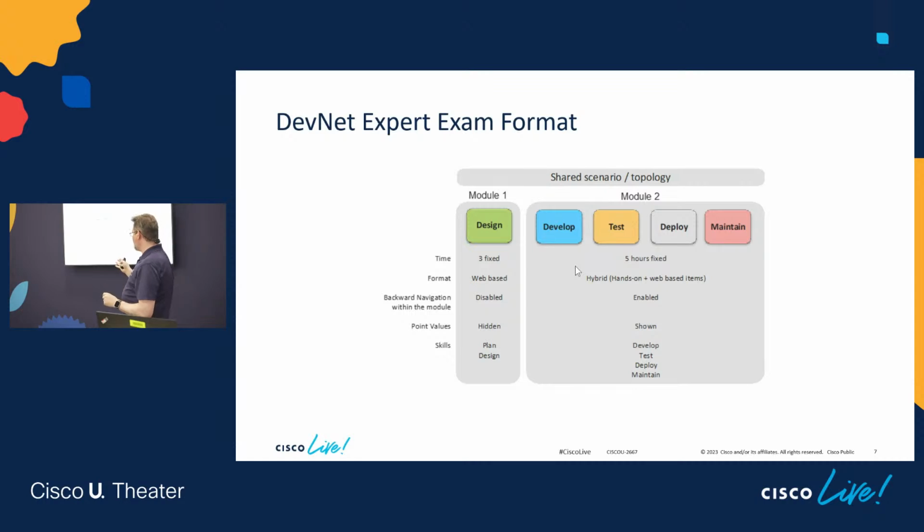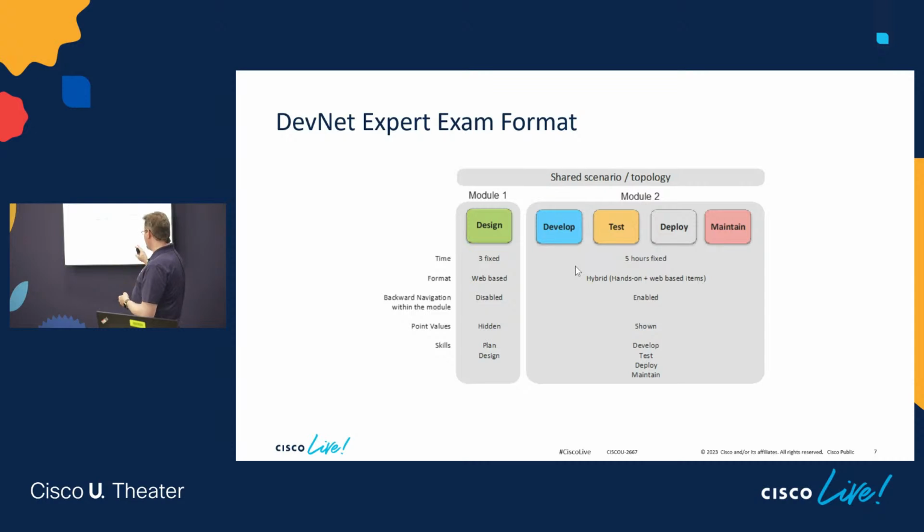Backward navigation is disabled, so it's a progressive storyline. So when you start the exam, you get questions and you build further on the storyline. Point values are hidden, and the skills are all about planning and designing your software solution. Then we have module 2, and that's when the real deal starts. That's when you start configuring and coding your solutions.